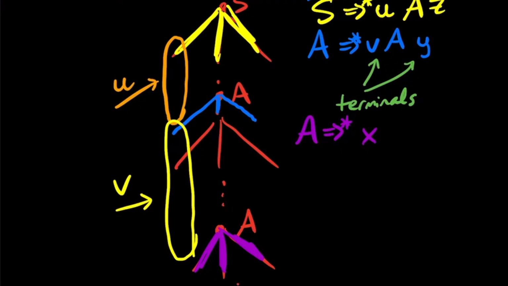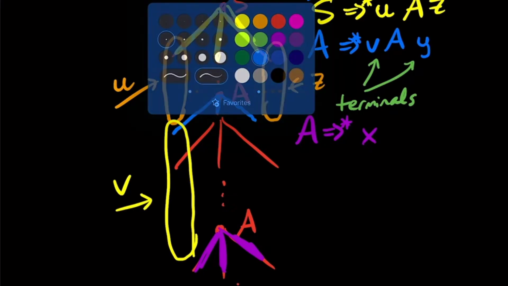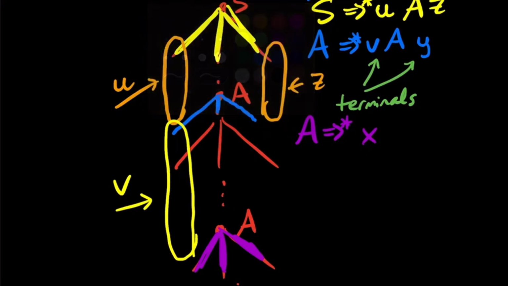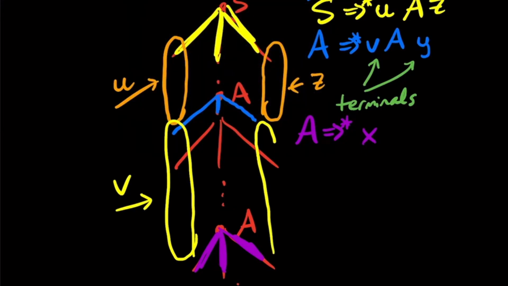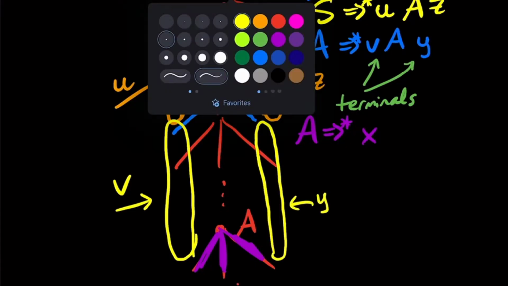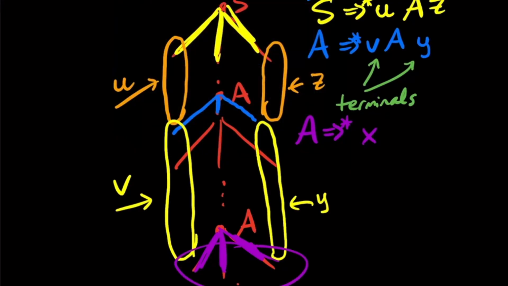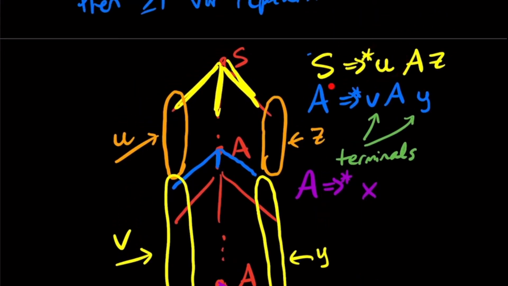Okay, and on the right side I'm going to do something very similar. So these terminals I'm going to call Z, and I'll stick to the colors. And then these ones over here I'm going to call Y. And then this bottom bit here, those I'm going to call X. Okay, so if I read from the left side to the right side, I have U, V, X, Y, and then Z. Okay, so we have this relation between the S, the making U, A, Z.